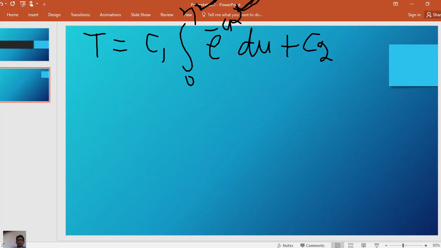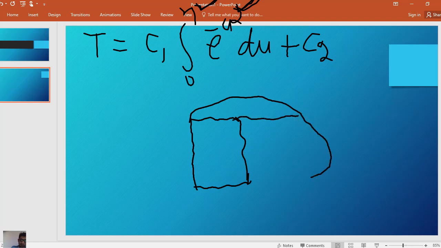So this is the main equation, and from it we can obtain C1 and C2, which are the constants of integration. C1 and C2 are obtained from the initial and boundary conditions of the semi-infinite solid. Suppose this is the semi-infinite solid. This is the plane surface.